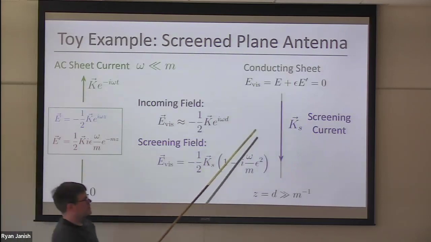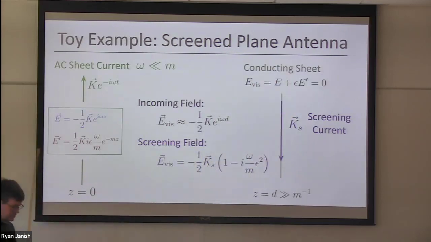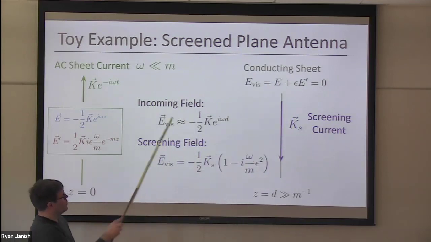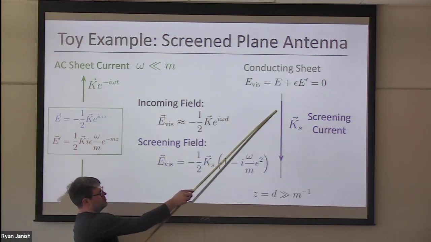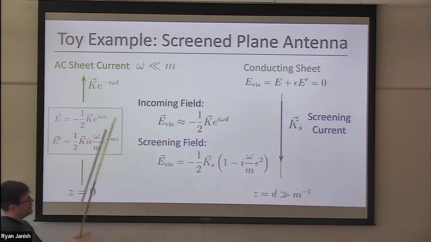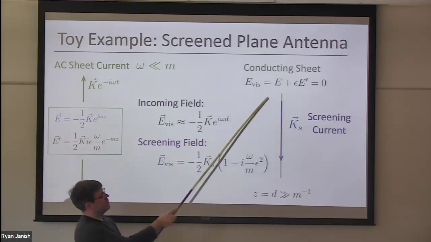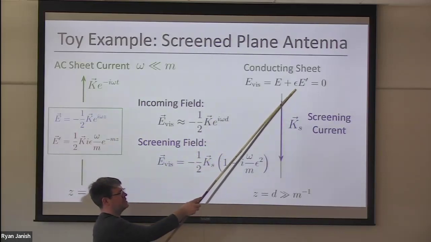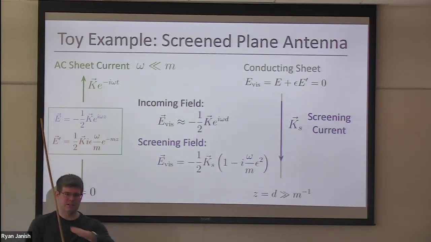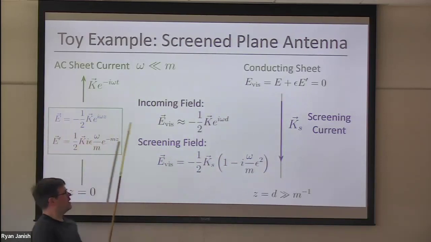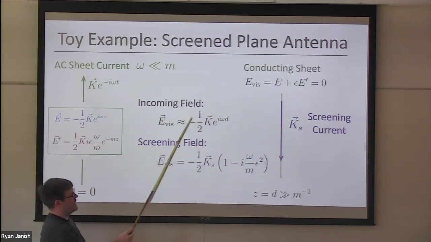So the conductor tries to enforce this boundary condition, that the visible field goes to zero. What we want to do is compute this screening current. We want to ask, what is the visible field impinging on here? In this case, where they're far separated, the visible field has components from both the massless and the massive fields, but the massive component is going to die off long before it reaches here. So what's hitting here is essentially just this massless plane wave component.